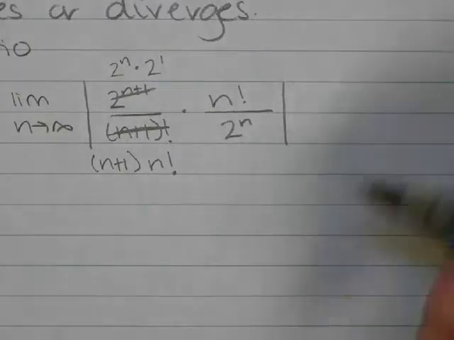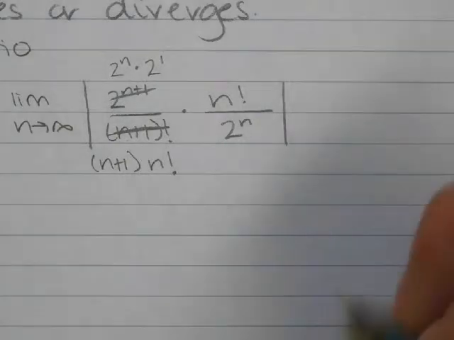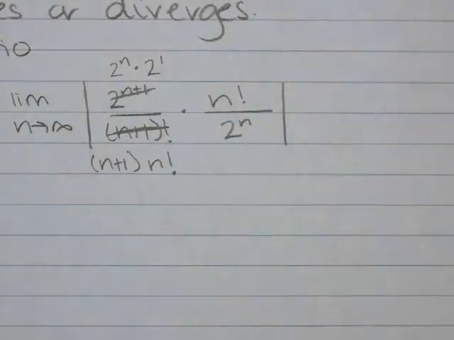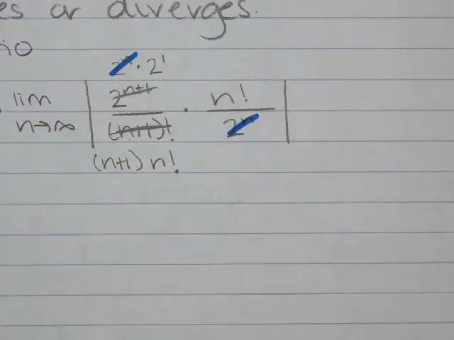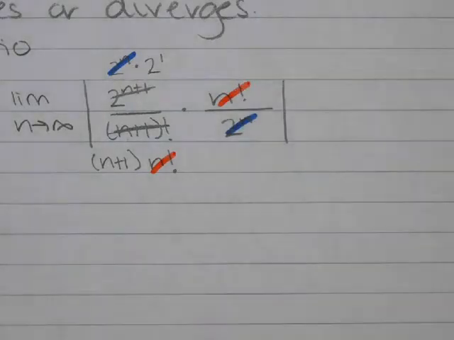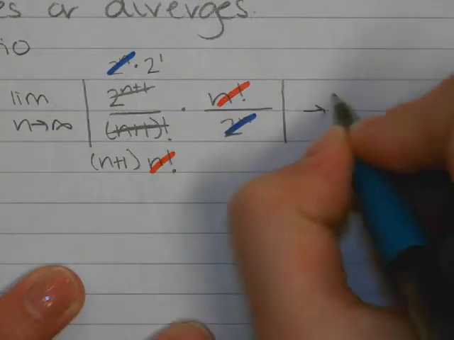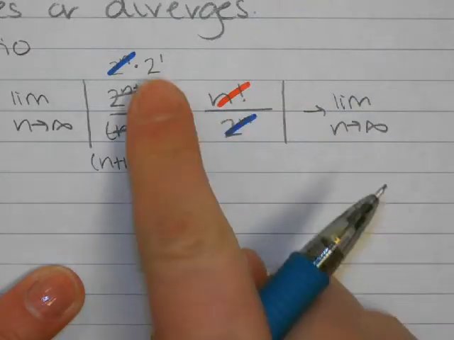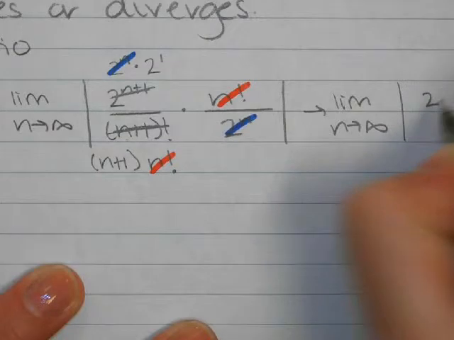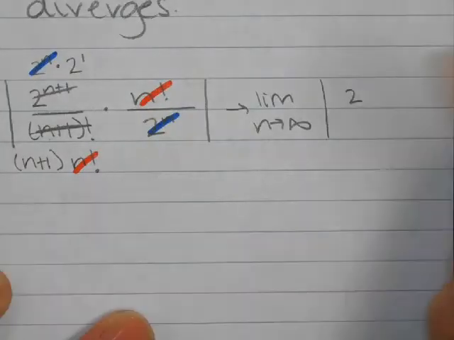So now that I have that written down, I can look at the different things in the problem that are going to cancel out. I can see that my 2 to the n is going to cancel out, and my n factorial is going to cancel out. Then I can write my limit with the stuff that I have remaining. So I have the limit as n goes to infinity, and all that I have left on the top is just a 2, and all that I have left on the bottom is that n plus 1.